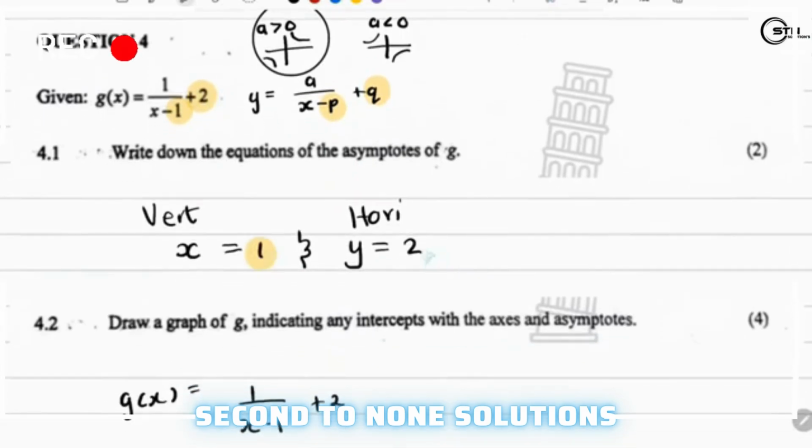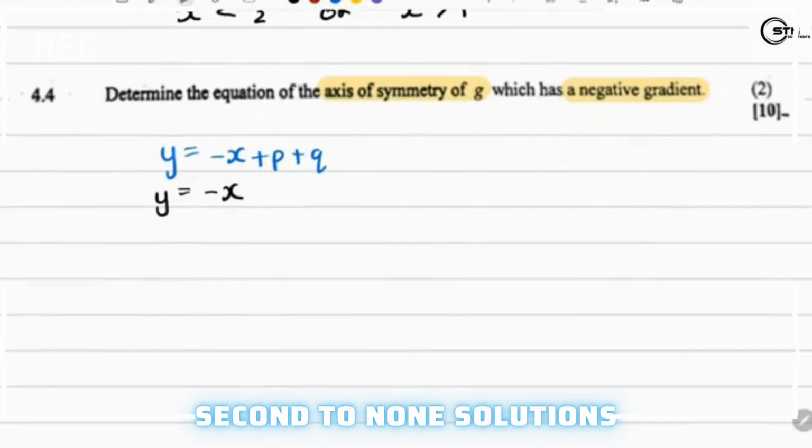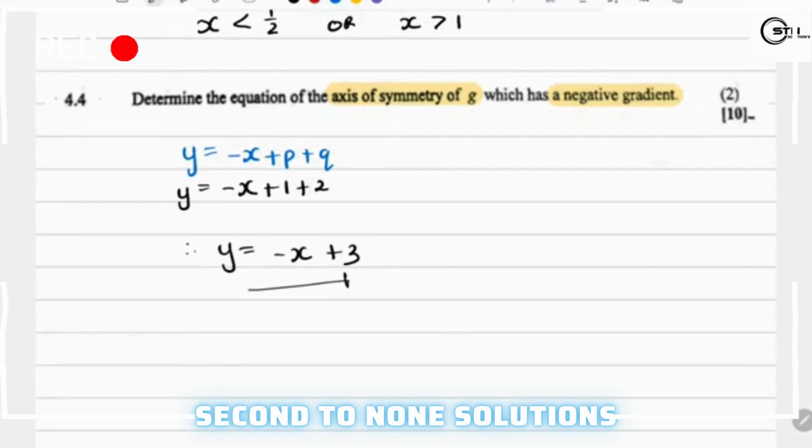Just like in your vertical and horizontal asymptotes. So we're just going to say we have plus 1, which is p, and plus 2. So your equation is just y is equal to negative x plus 3. That is the equation of that axis of symmetry. Okay, and that is it for question 4.